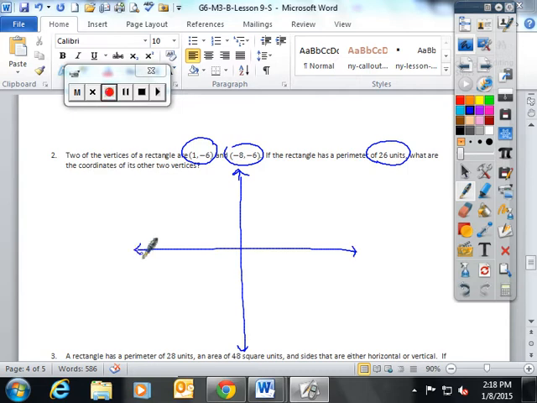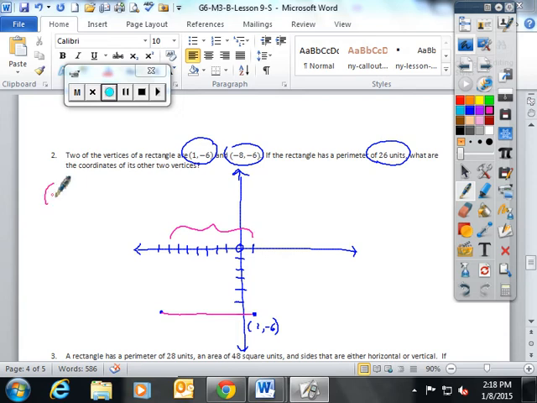1, -6 is in quadrant 4. -8, -6 is in quadrant 3. I have just made one side of my rectangle. Okay. I have to find the distance of this line segment. And this one's pretty easy.